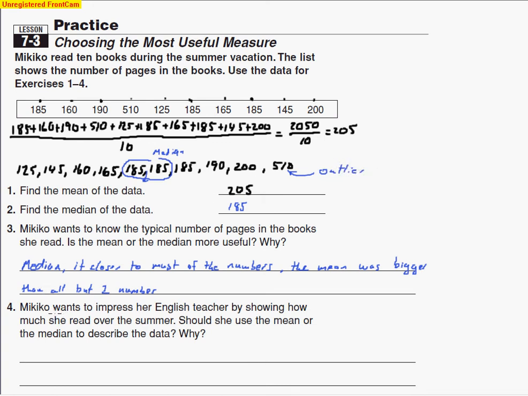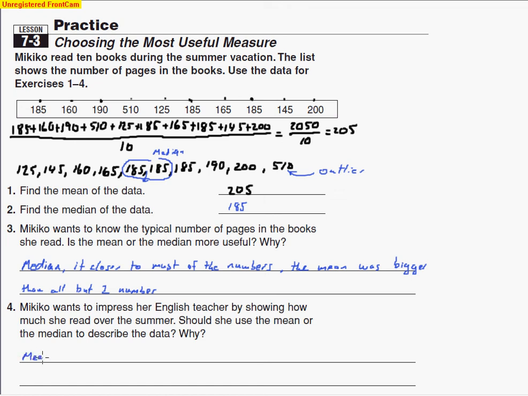Well, it says Makiko wants to impress her English teacher by showing how much she read over the summer. Should she use the mean or the median to describe the data? Well, I think this is a terrible question because they're asking this person to lie to their teacher. Well, here she's not lying to herself. She wanted to know what she typically read, and so she used the median. But here in this question, they're implying that she lied. And if she's going to end up lying, then she'd want to end up using the mean.